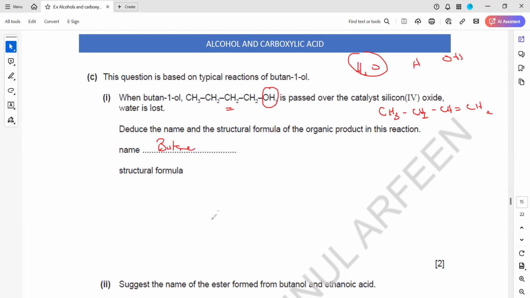And the formula of the product: whenever you draw the structural formula, you will draw the displayed formula, showing all the bonds and all the atoms. Whenever alcohol turns into alkene, this is called dehydration of alcohol. Alcohol turns into alkene when we remove the water molecule.